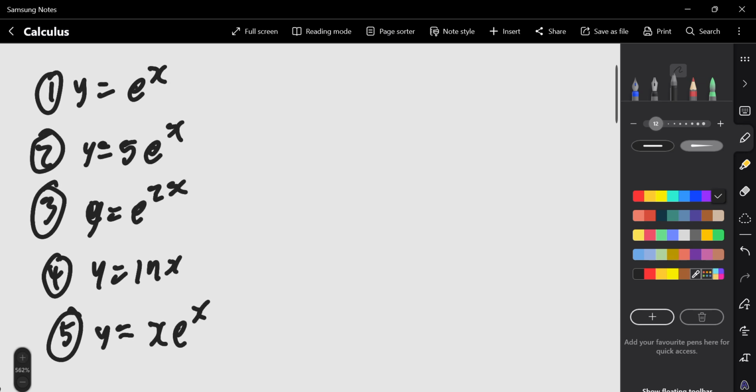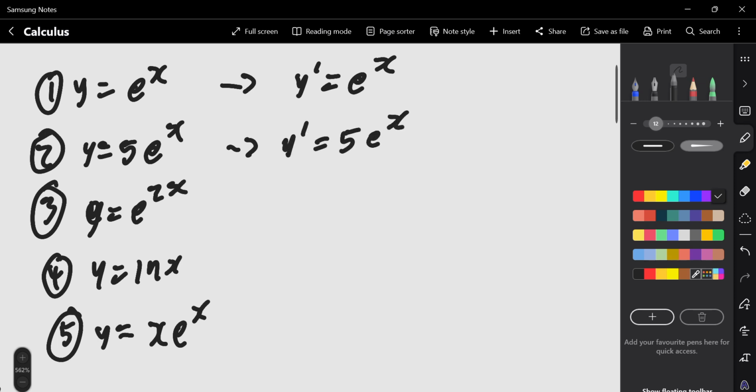Pause and try, and I shall begin to give some answers. Okay, so this is going to be y prime equals e to the x. This is going to be y prime equals 5e to the x. Should be able to get these. Now, what do you do here? You actually have to use the chain rule. And so you're going to bring the power down, and you're going to get 2e to the 2x. So y prime is going to be 2e to the 2x.